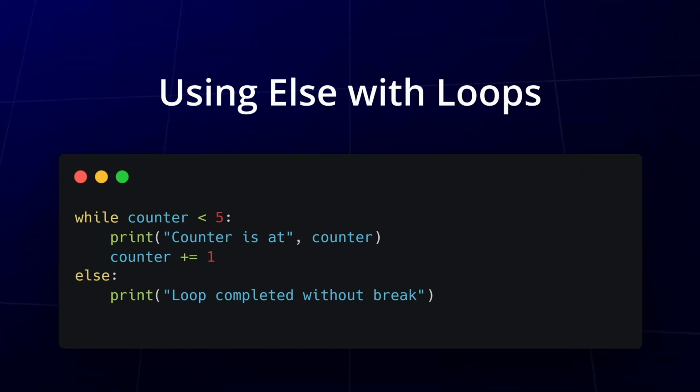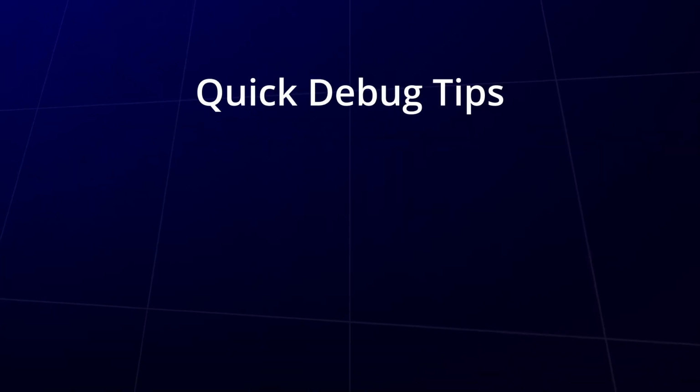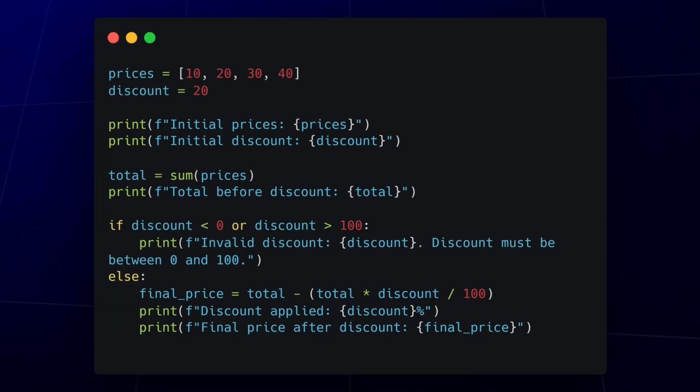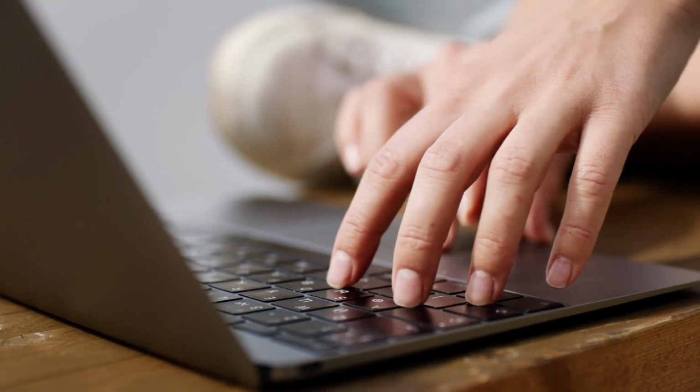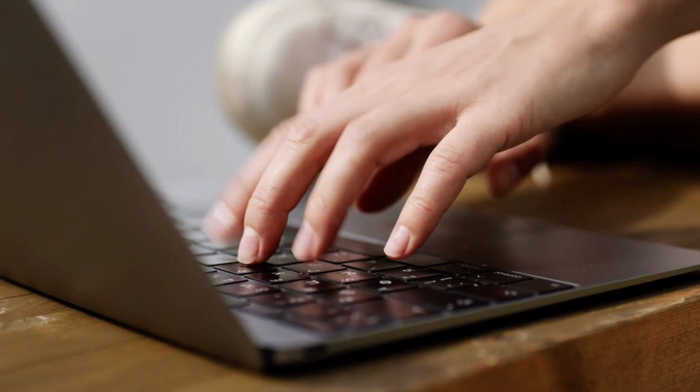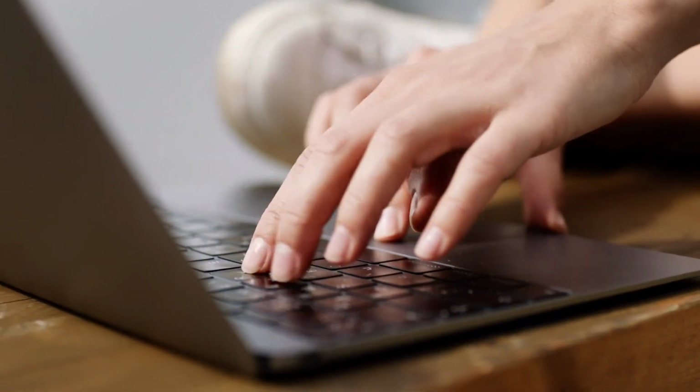Finally, here are a few debugging tips to keep things smooth. Use print statements strategically to track variable values, and simplify complex conditions by breaking them down. This makes your loops easier to read and maintain. By keeping an eye on these common pitfalls, you'll make your loops more efficient and less error-prone.